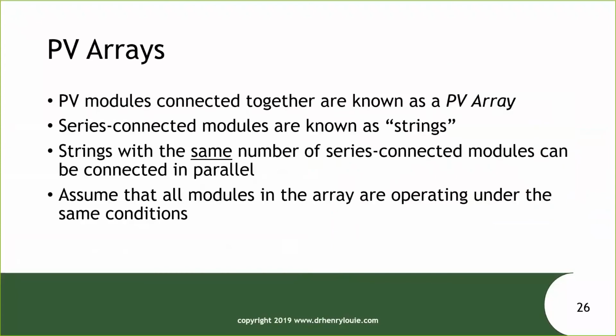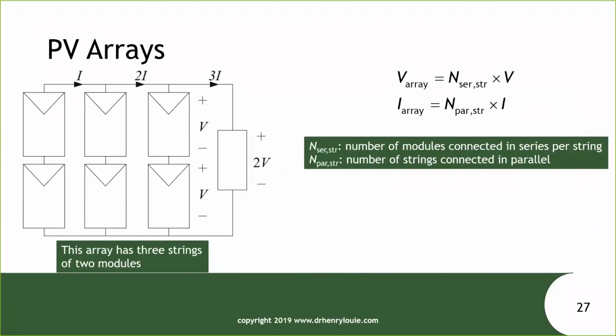Okay. So most often you're going to take several PV modules and you're going to connect them together. And when this happens, we call it an array. Now, when we take different modules and we connect them together in series, we call that a string. And we often will take several strings and connect them in parallel to increase the overall capacity of the PV array. So here's an example of what that might look like. This is a 6-module array where we have 3 strings of 2 modules each.